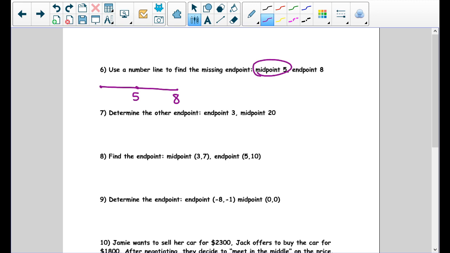What am I doing to go from 8 to 5? Subtracting what? 3. So 8 minus 3 is 5. Again, if 5 is in the middle, what do I need to do to get to the other end? Same thing, subtract 3. 5 minus 3 is 2. It's that easy. That's how easy it can be.